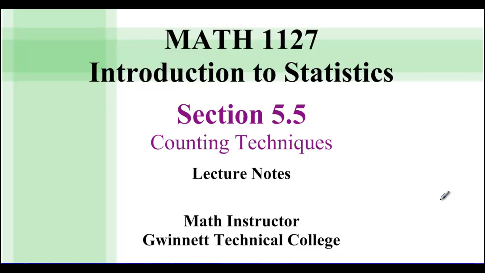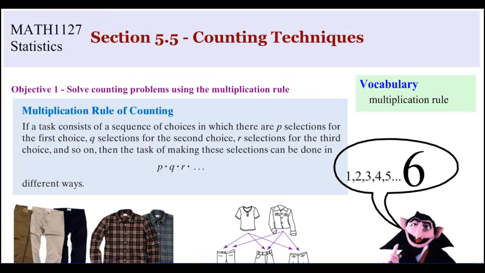Right, so in 5.5, we're going to talk about counting techniques. Essentially, we're figuring out the number of ways we can do different things. The multiplication rule of counting says, if a task consists of a sequence of choices in which there are P selections for the first, Q selections for the second choice, R selections for the third, and so forth, then you're just going to multiply the P, Q, and R.